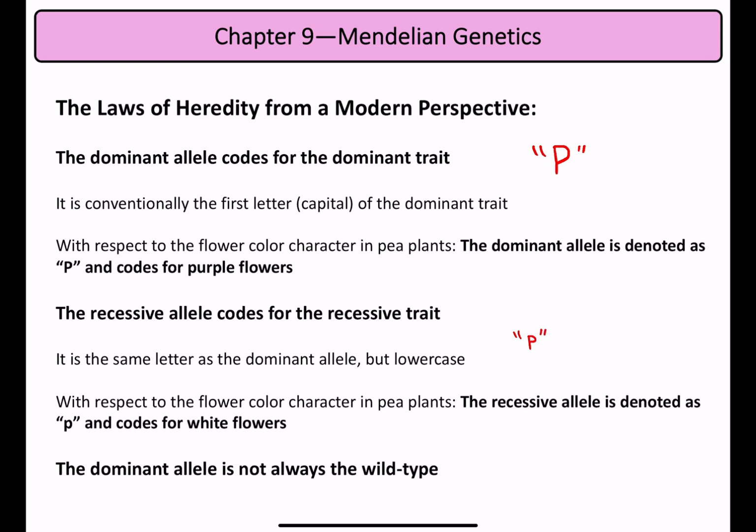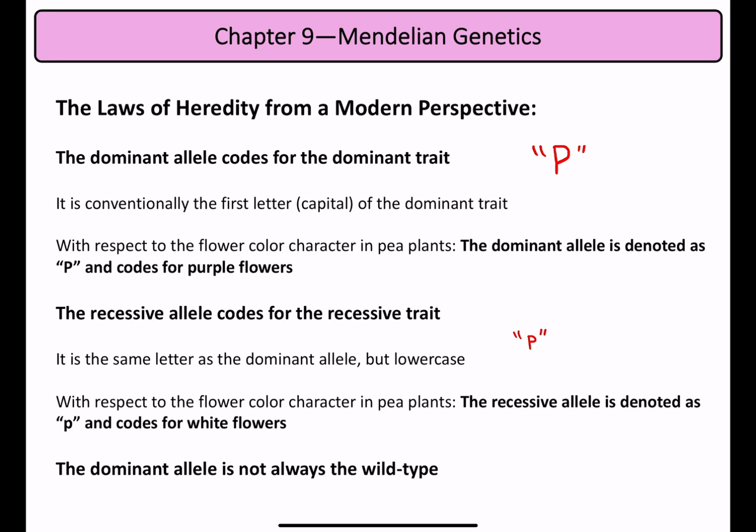You don't have to, but the convention is to use the first letter of the dominant trait. So if the dominant trait is purple, the convention is to use the letter P. If the dominant trait is brown eyes, the convention is to use uppercase B, lowercase b. Sometimes I'll use different letters because the uppercase and lowercase versions look too similar and it just gets confusing, like, for instance, the letter C. So sometimes I'll change it up just for that reason.